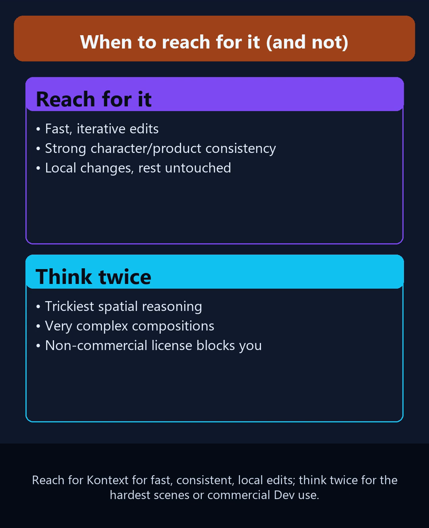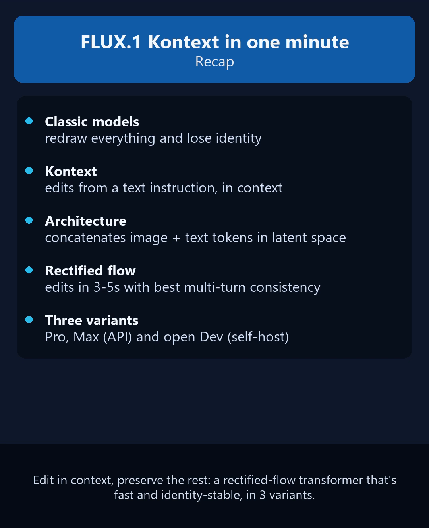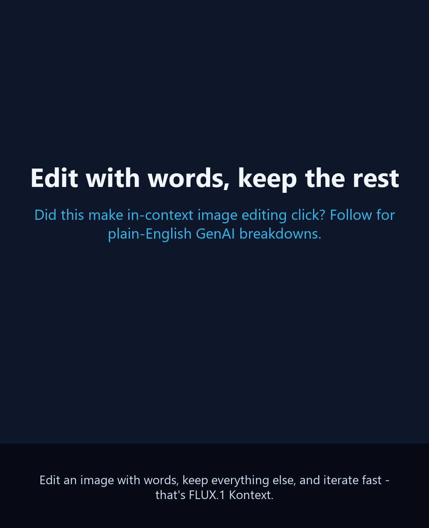Quick recap. Classic models redraw everything and lose identity. FLUX.1 Kontext edits from a text instruction in context, preserving what you did not touch. It is a rectified flow transformer that concatenates image and text tokens in latent space, editing in 3 to 5 seconds with best-in-class multi-turn consistency. 3 variants: Pro, Max, and Open Dev cover API and self-hosting. That is FLUX.1 Kontext. Edit an image with words, keep everything else, and do it fast enough to iterate.